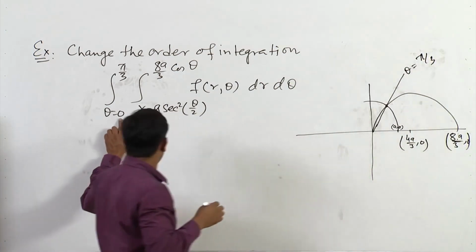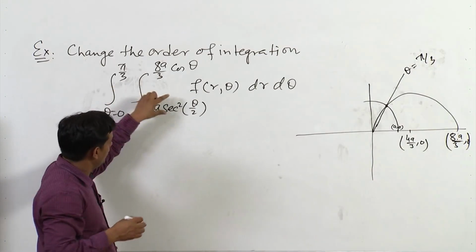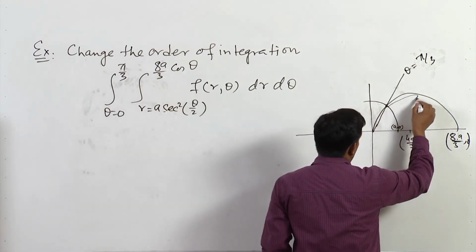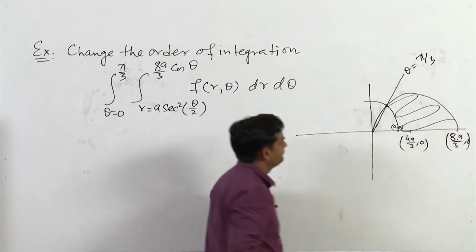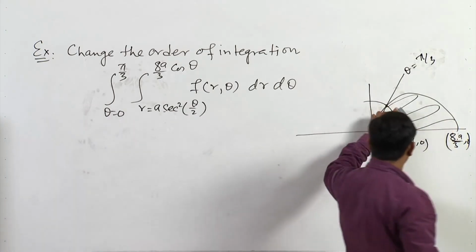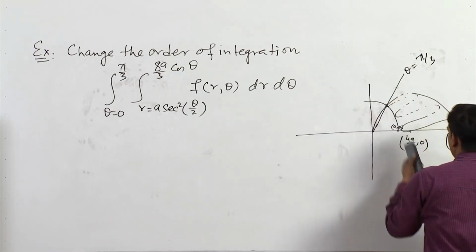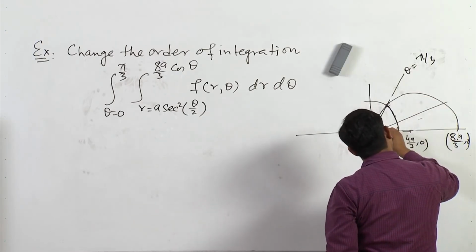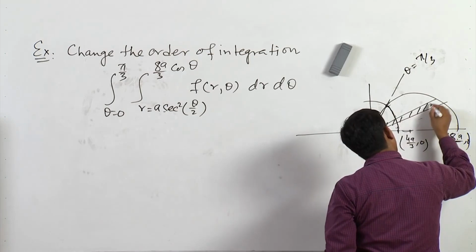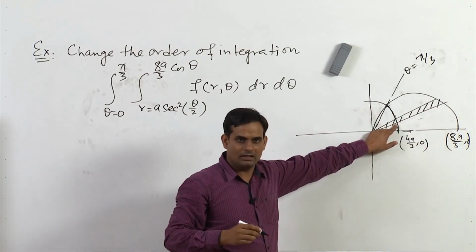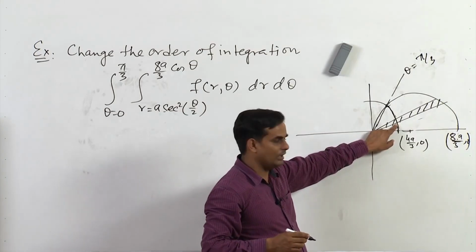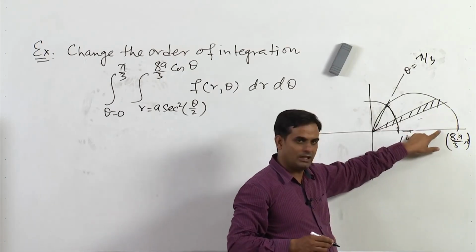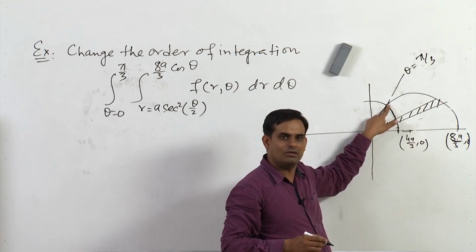So, my region of integration is theta equals 0 to pi by 3, and the region between this curve and this curve. So, this is the region of integration. I am taking the radial strip according to the original problem. So, this radial strip is going like this, which means the lower limit is a sec square theta by 2, the upper limit is 8a by 3 cos theta, and theta goes from 0 up to pi by 3.